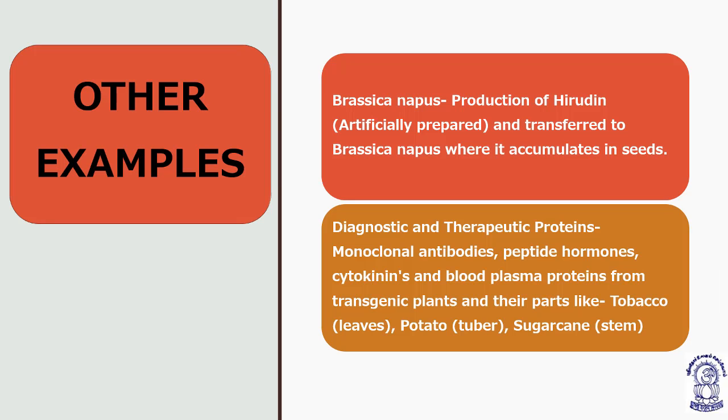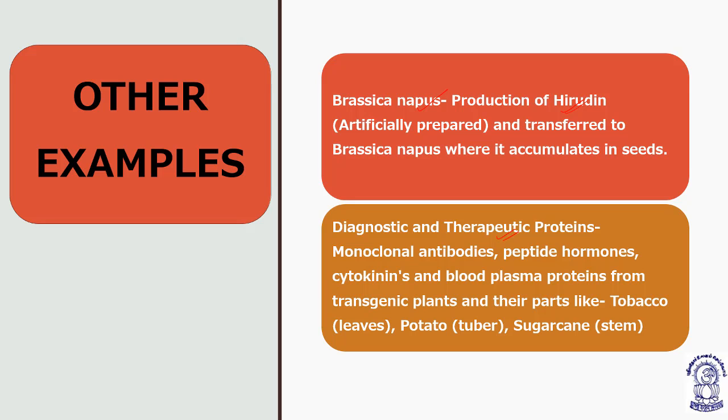Now coming to the next, the other examples which we have developed from biotechnology. Brassica napus helps to produce hirudin. Hirudin is artificially prepared and transferred to Brassica napus, where it accumulates in seeds and it can be delivered with the help of the dispersal of seeds. The hirudin protein is an anticoagulant which prevents blood clotting. It is synthesized chemically and transferred to Brassica napus.